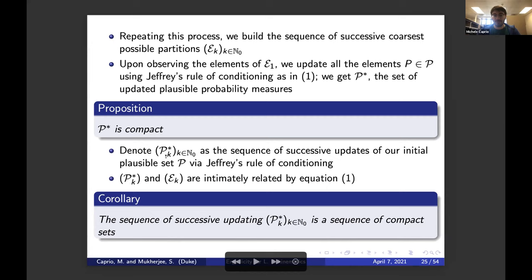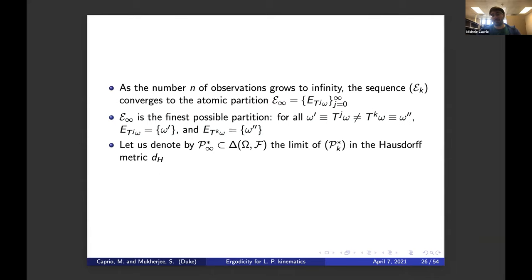And this sequence here and this sequence here are intimately related by the Jeffrey's equation. A corollary to this proposition is that P star K is compact for every K. And this is useful for some proofs. Also, as the number of observations grows to infinity, the sequence of finer and finer partitions converges to what I call an atomic partition, that is the finest possible partition, a partition where every element is a singleton. And we denote instead by P star infinity the limit of the sequence of updates of the sets in the Hausdorff metric.